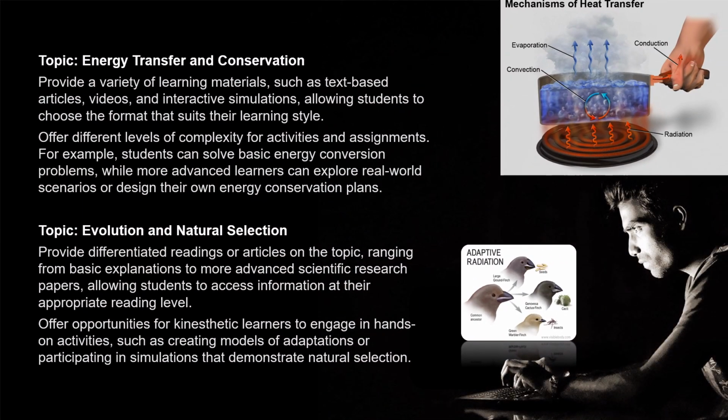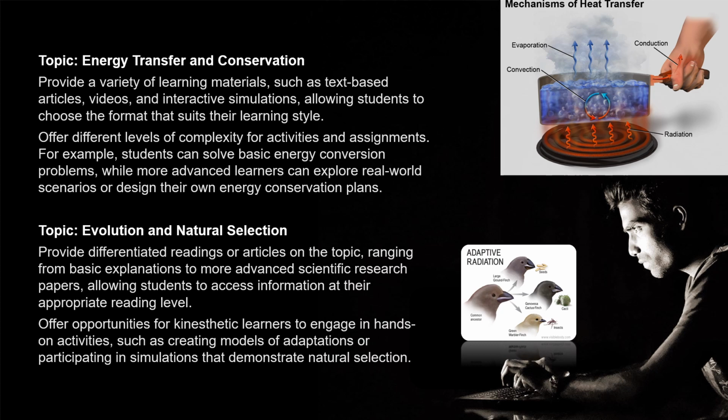Topic: Energy transfer and conservation. Provide a variety of learning materials, such as text-based articles, videos, and interactive simulations, allowing students to choose the format that suits their learning style. Offer different levels of complexity for activities and assignments. For example, students can solve basic energy conversion problems, while more advanced learners can explore real-world scenarios or design their own energy conservation plans. Use graphic organizers or concept maps to help visual learners organize and connect information related to energy transfer and conservation.